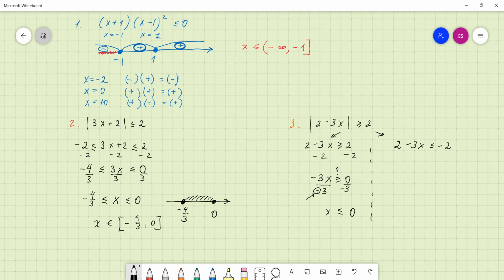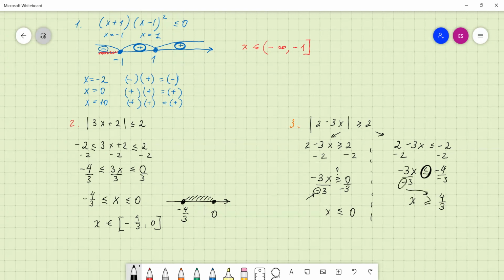I'm going to do the same with the second one. Again, minus 2 on both sides is going to give me minus 3x less or equal than negative 4. And then dividing by minus 3, I'm going to write it down, minus 3 here, minus 3 here. So here is going to be x, here 4 over 3, right? And the minus is going to cancel. And the sign of inequality is going to change to the opposite because there was a minus, right?